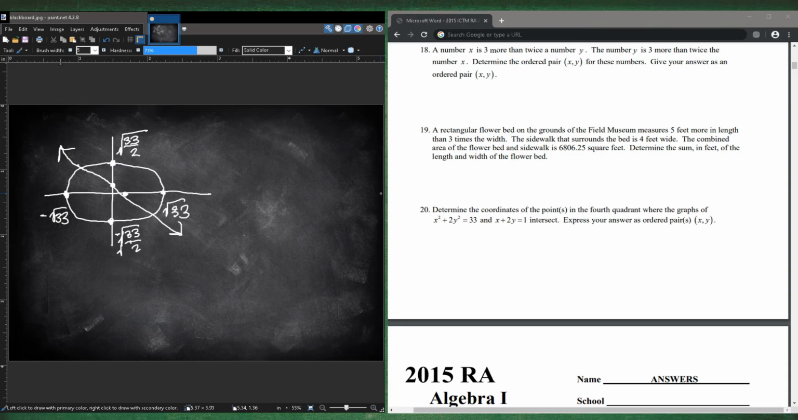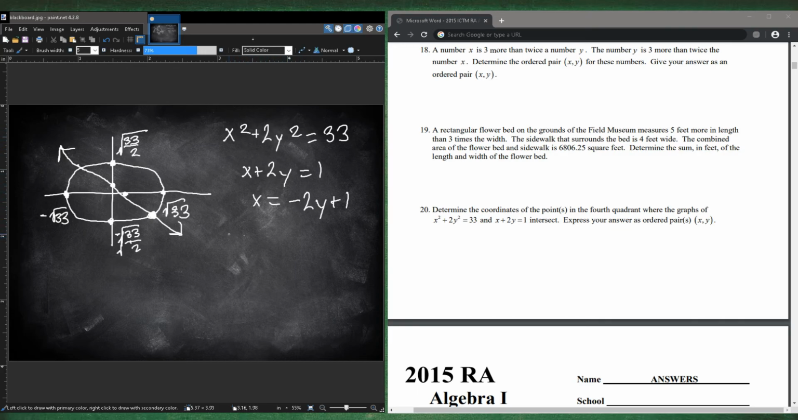So determine the coordinates of the point in the fourth quadrant. So that's what we want. Okay, so we know x squared plus 2y squared is equal to 33, and we know x plus 2y is equal to 1. Since I see x is just by itself, I'm going to have x equal to negative 2y plus 1. I just move 2y to this side. And let's substitute it in.